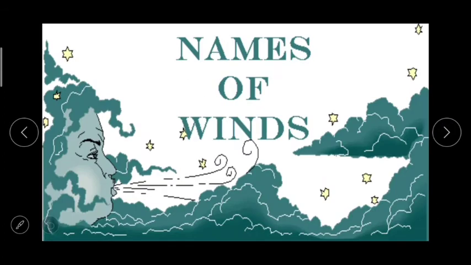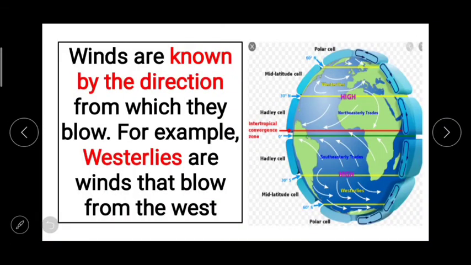And then the names of winds. Winds are known by the direction from which they blow. For example, westerlies, which are winds that blow from the west. By the name only you can understand. जो वेस्ट से ब्लो होती है उन्हें वेस्टर्लीज कहा जाता है.